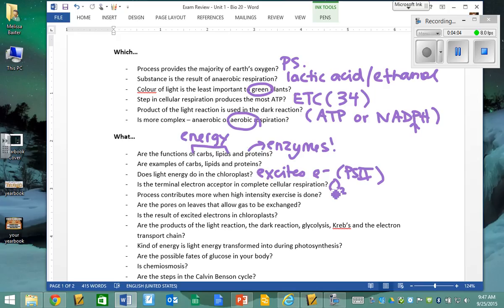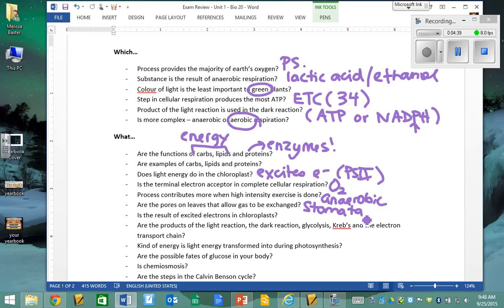What process contributes more when high-intensity exercise is done? It has to be anaerobic respiration. If you said fermentation, that's a type of anaerobic respiration, so that would have been acceptable too. I'm asking this because I want to remind you of the word stomata, so that if you see it, you remember that's how oxygen gets out of the leaf of a plant. That's where it's going.